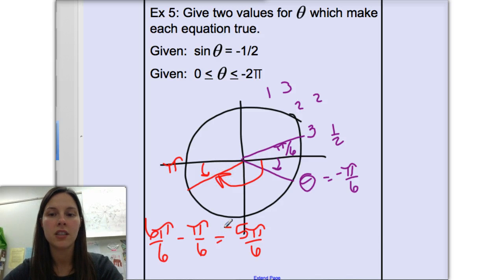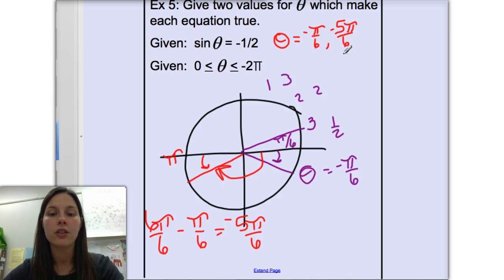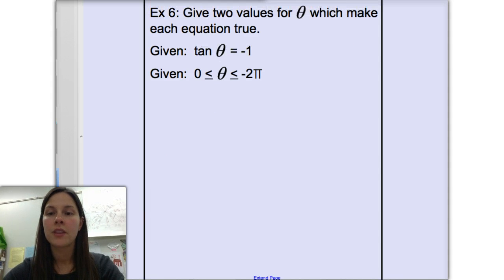from standard position. So the two theta values, for me to clarify for you, that make the sine negative 1/2 would be negative pi over 6 and negative 5 pi over 6. Because sine is negative, sine is y, so sine is negative in the third and fourth quadrants.